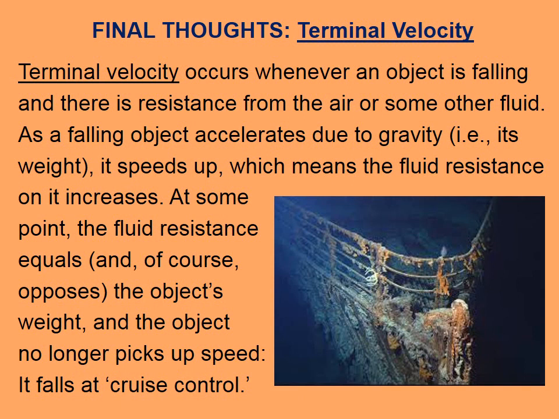Terminal velocity occurs whenever an object is falling and there is resistance from the air or some other fluid. As a falling object accelerates due to gravity, i.e. its weight, it speeds up, which means the fluid resistance on it increases. At some point, the fluid resistance equals, and of course opposes, the object's weight, and the object no longer picks up speed. It falls at cruise control.